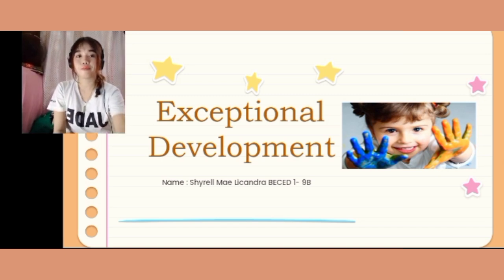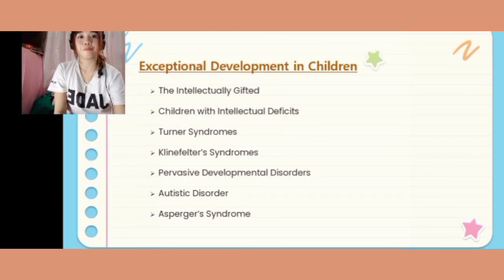So here, exceptional development in children. I will discuss each of them later on. So first we have the intellectually gifted, children with intellectual deficits, Turner syndrome, Klinefelter syndrome, pervasive developmental disorders, autistic disorders, and Asperger's syndrome.